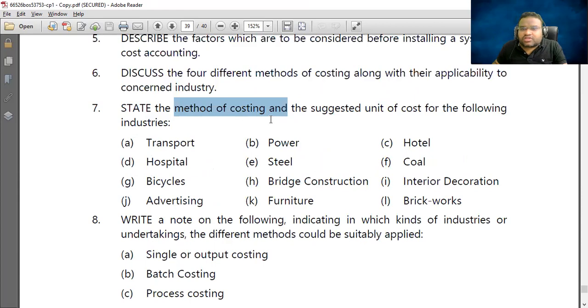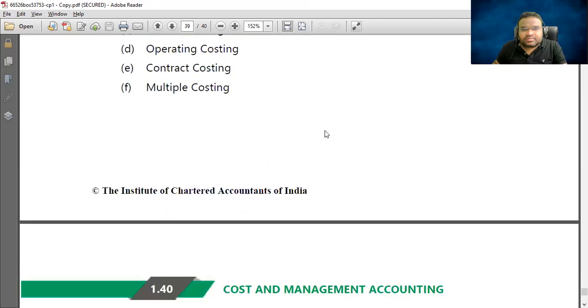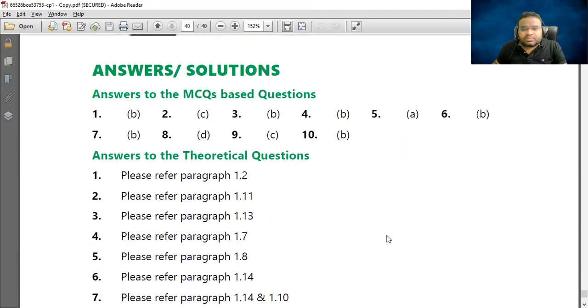For each method of costing, suggest the unit cost for the following industries. Yes, students, my classes are concept oriented and practical. I'm trying to explain each topic so that you have an advantage compared with other institutes. They may not deal with it practically, but what we did here is practical understanding, so that it will be there in your mind forever.